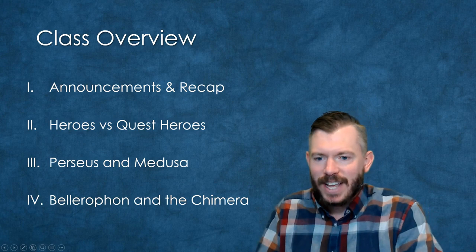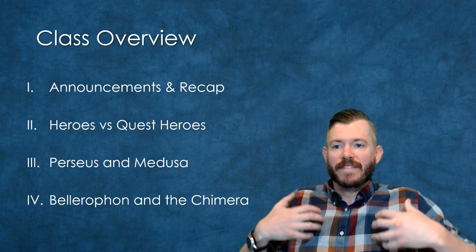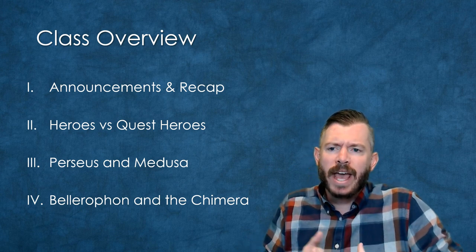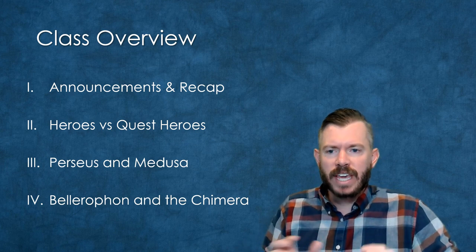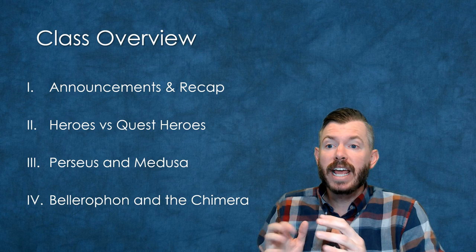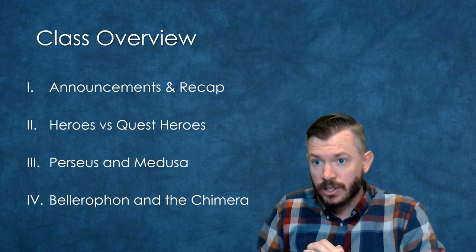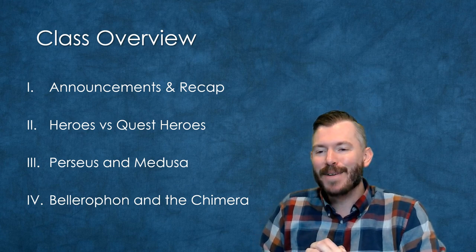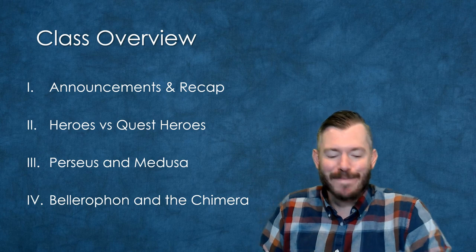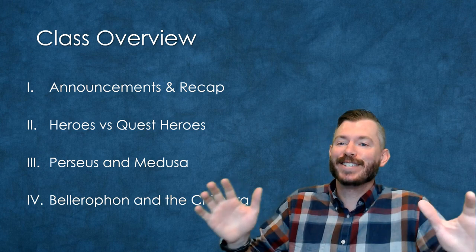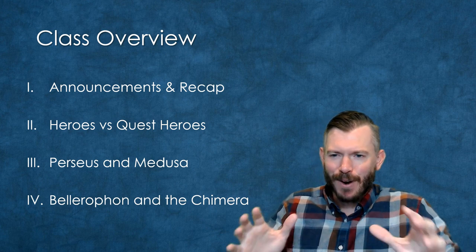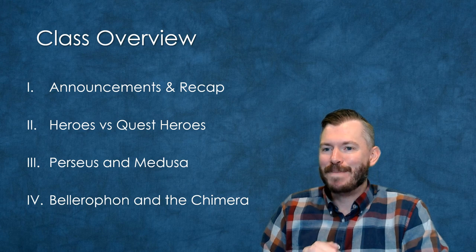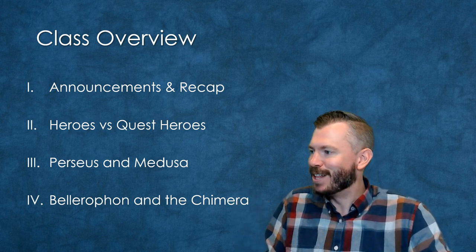We're going to start with announcements and a brief recap. We will go into a little bit of a definition, talking about what we mean by quest heroes and why it's a useful way to categorize some of the heroes from Greek mythology. And then we'll take a look at two particular heroes. First, we'll start with Perseus, who of course is after Medusa, and then we'll finish with Bellerophon and the Chimera, which also has one of the greatest artifacts from the ancient world. There's a bronze Etruscan Chimera. We'll take a look at that later on, but a very, very cool piece of antiquity representing mythology.